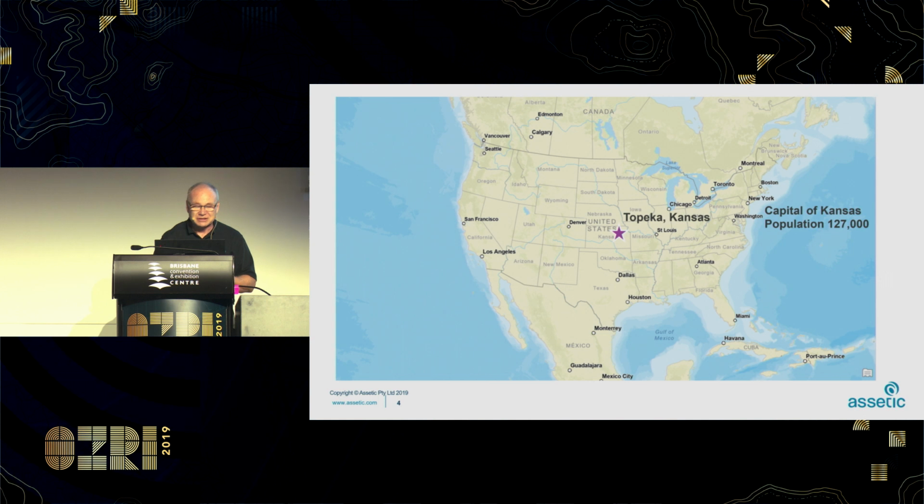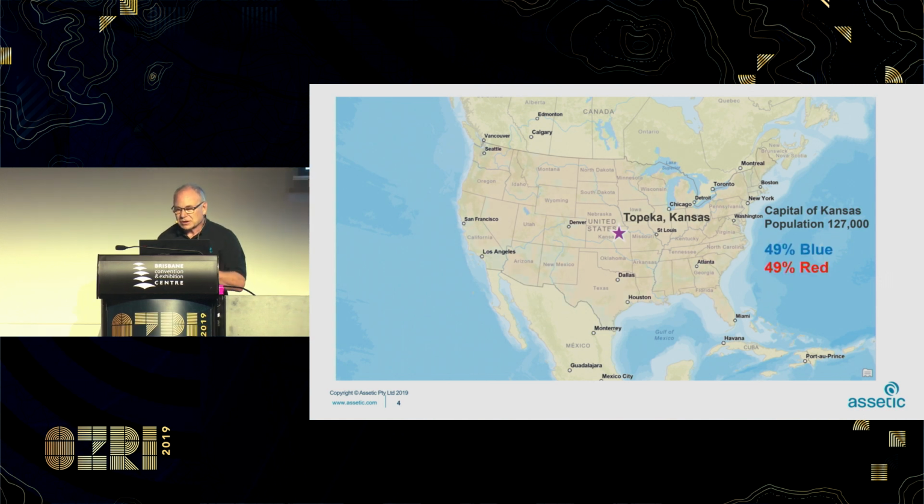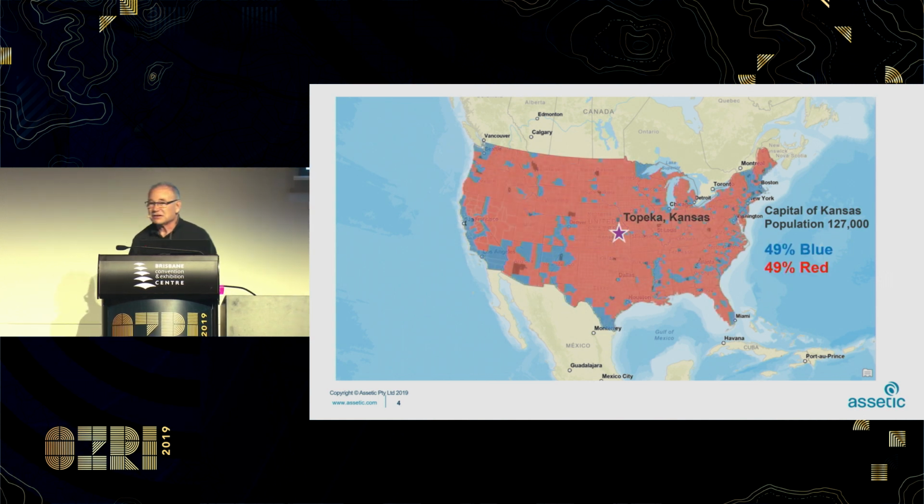But nevertheless, they wanted to see where Topeka stands. And there it is, right in the middle of the sea of red. But as I mentioned, it's pretty much politically neutral. The city itself is 49% red, 49% blue. So there you have it. That's the political situation of the city of Topeka, the state of Kansas. It is the capital of Kansas, and you can see the population, 127,000.